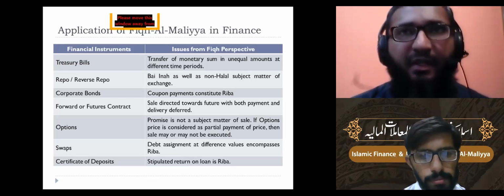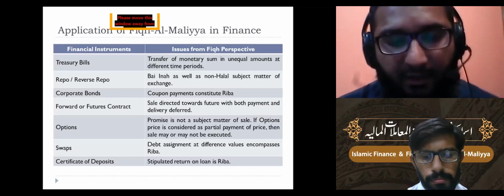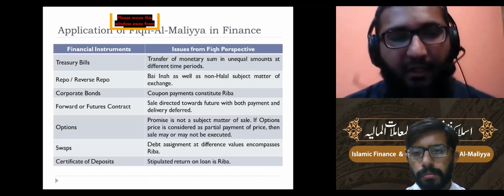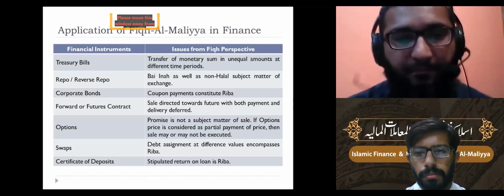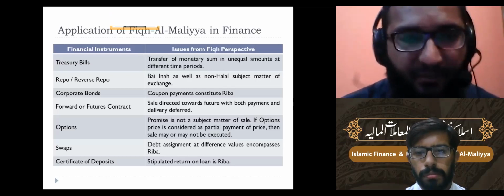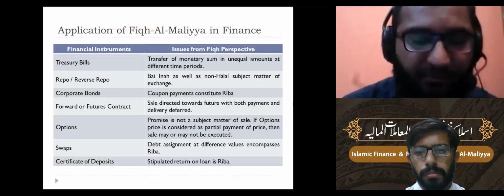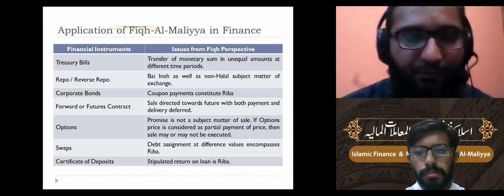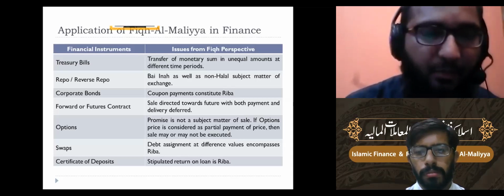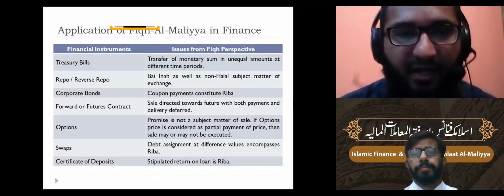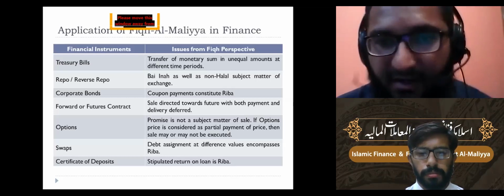What about swaps? In contemporary finance, sometimes there is a need for going for floating rate financing versus fixed rate financing, or vice versa. So sometimes firms or even financial institutions want to swap their fixed rate liability with a floating rate liability, or a floating rate liability with a fixed rate liability. Now the problem with that is that if we are having an assignment of debt, it can only be at par value. It cannot be at different values.